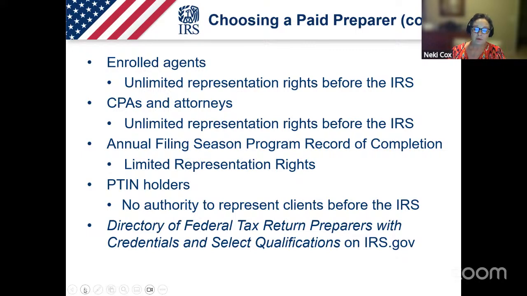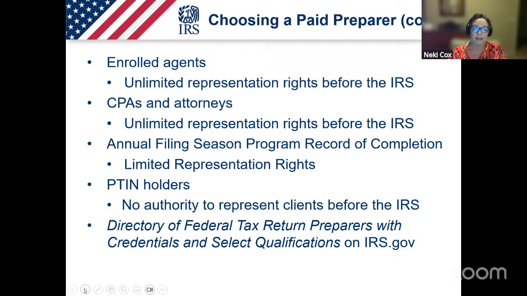Now, some individuals become enrolled agents through experience as a former IRS employee instead of passing the three-part test. And these individuals may be limited in their practice rights to only the matters that they have expertise in as a former employee. And this is generally only with our former revenue agents or people that have auditing experience.